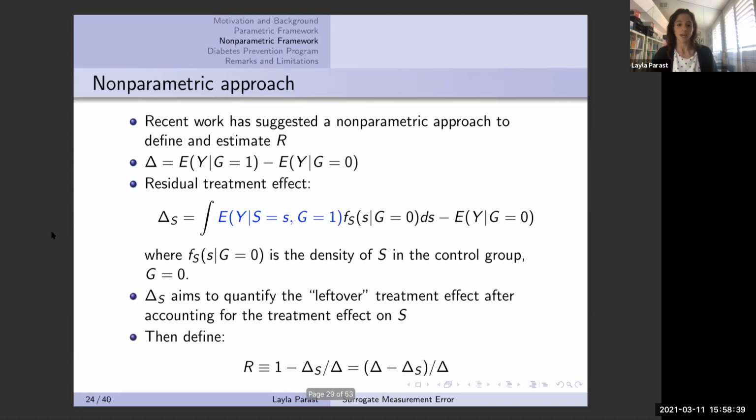And so that delta S is trying to quantify this leftover treatment effect after you account for the treatment effect on S, kind of forcing the surrogate marker distributions in the two groups to look the same. And so then R is defined as 1 minus delta S over delta. So delta minus delta S is the chunk of treatment effect that's explained by the surrogate, divided by delta, is the proportion of the treatment effect explained by the surrogate.